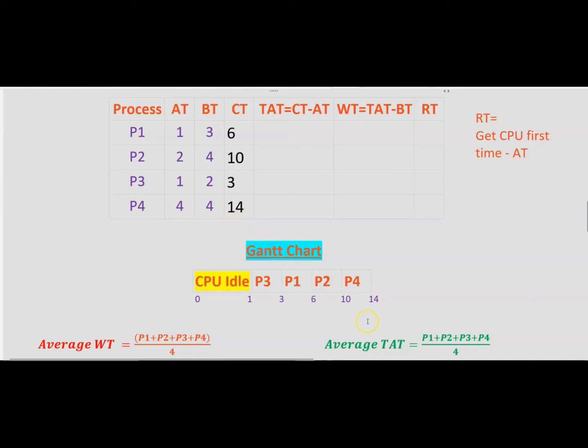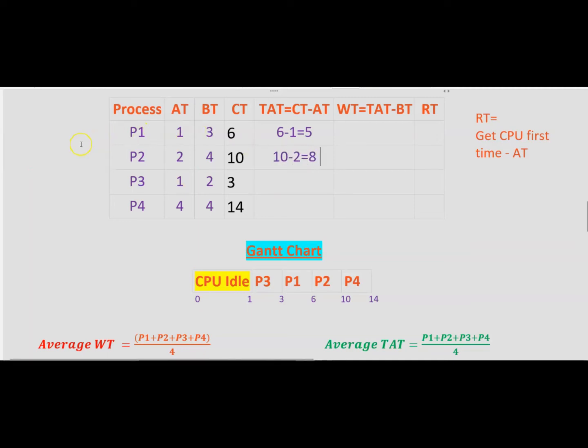So let's start calculating the turnaround time. The formula is already given to you: turnaround time is equal to completion time minus arrival time. So 6 minus 1 is equal to 5. Next is 10 minus 2, that is equal to 8.